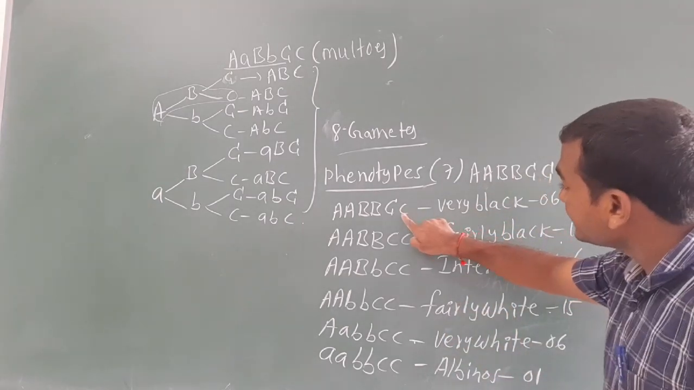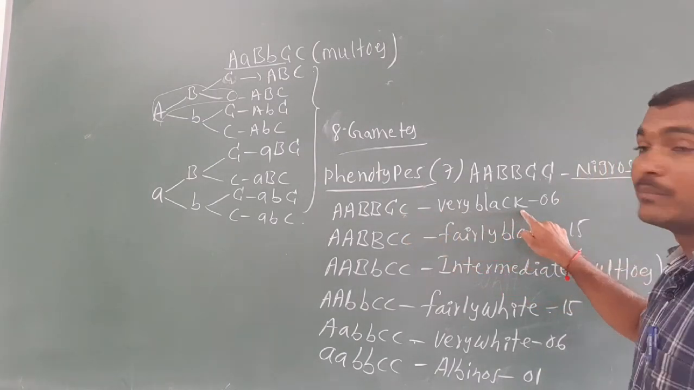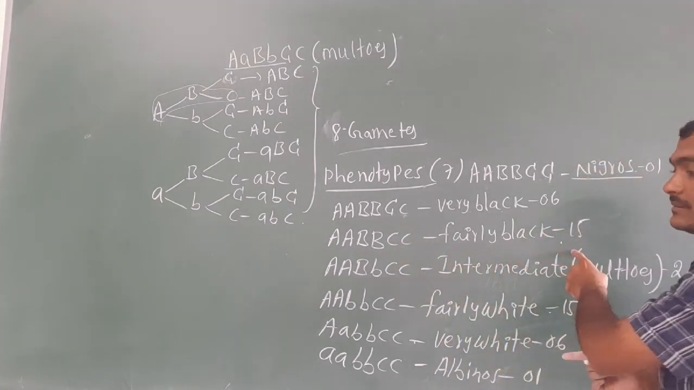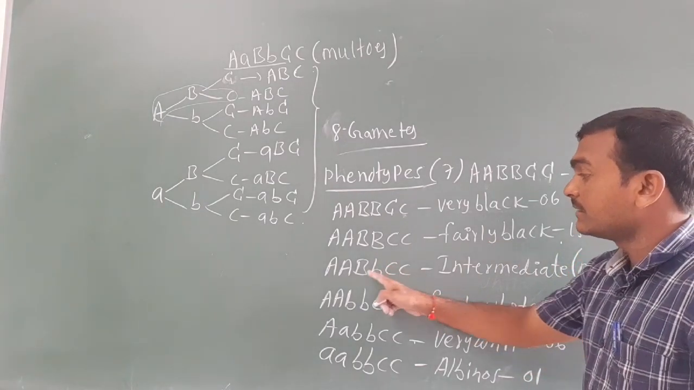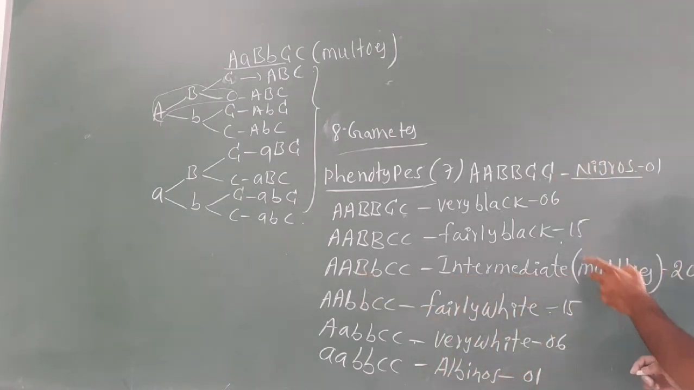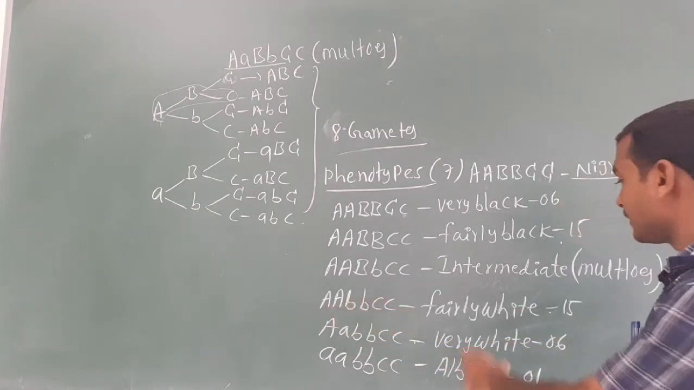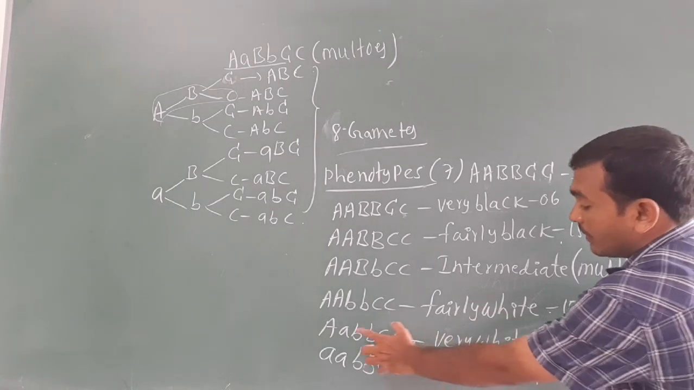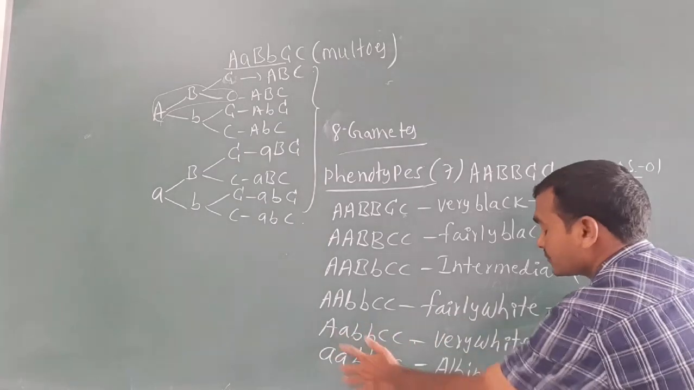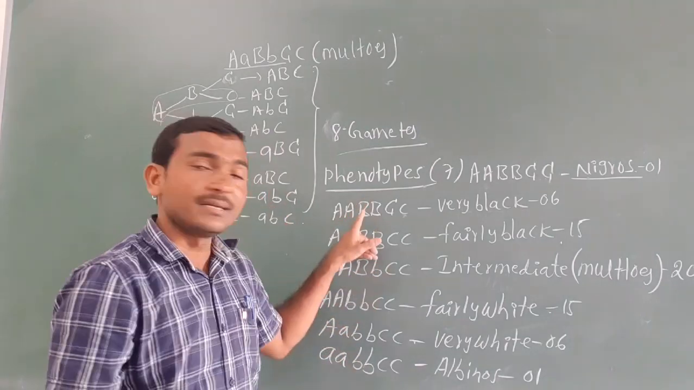If one small letter is there, it is an indication of very black. 2 small letters, that is an indication of fairly black. 3 small letters and 3 capital letters is the intermediate form. That intermediate form we call mulatto. Next, 4 small letters and 2 capital letters: fairly white. And 5 small letters with only 1 capital letter is very white. All small letters is what? Albino.